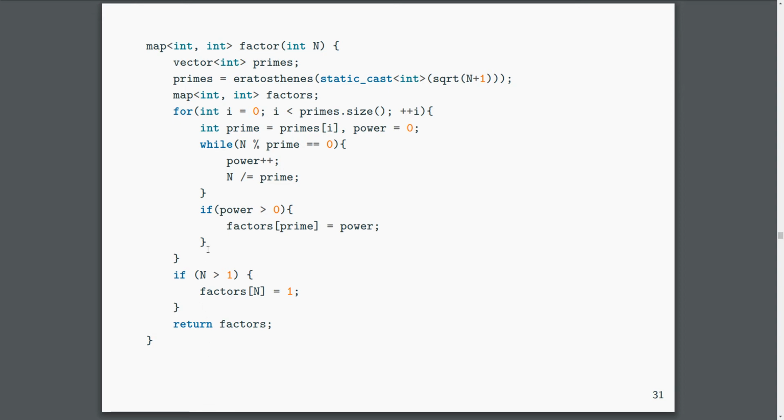And then finally, at the end, we may have a prime number for n here. And we say that since it's prime, this is just to the power of 1. So now we have the integer stored as a map of the prime to its power.